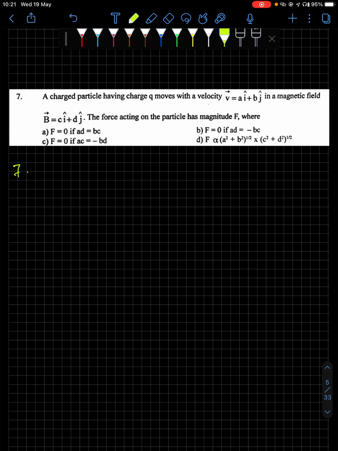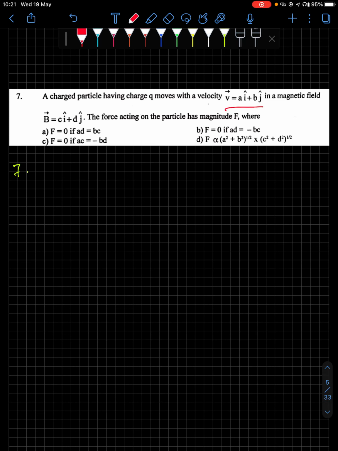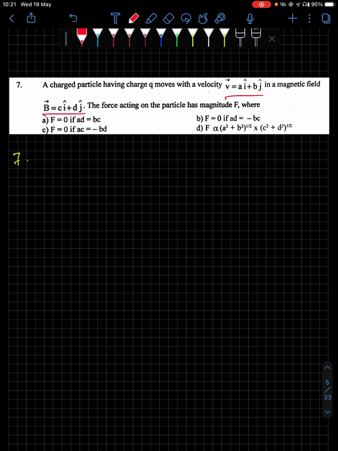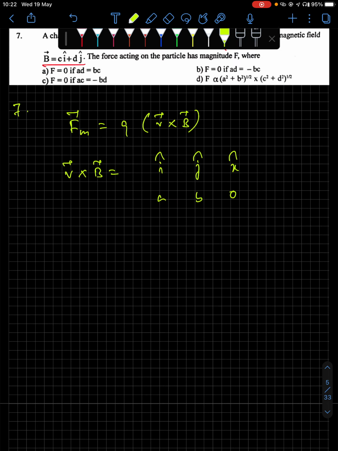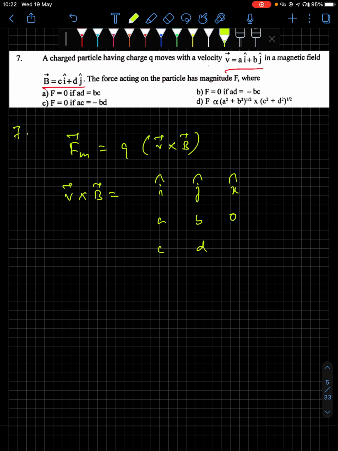Question number 7 next. Now you have a charged particle q which is moving with a velocity given in terms of i cap and j cap, right? Unit vectors, and B vector is also given. You have to find out the condition under which force becomes 0, or force is proportional to option number D as it is given. Now we know that in vector form the magnetic force relation is q V vector cross B vector. So V vector cross B vector will get you i j k. Let's find out the cross product. a b 0 and here c d 0.